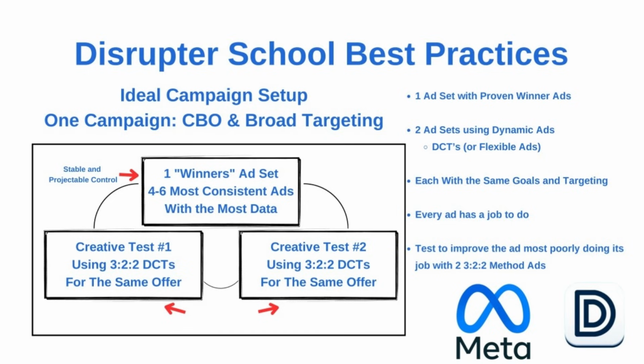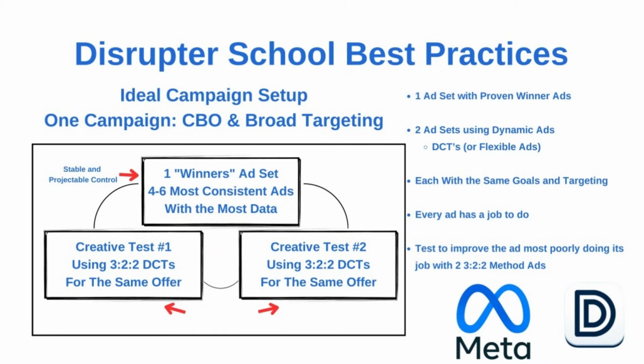If you don't have actionable insight, then you are pretty much just testing on, does this thing get lucky? And that is not sustainable. So you want 1 ad set with proven winners, 2 ad sets using dynamic ads, DCTs, or flexible ads. We want them each to have the same goals and targeting, and every ad has a job to do. We'll come back to this a little bit later on with the 4PI analysis so that you can understand what role that ad is actually playing in your ad account, in your marketing funnel, and in your customer journey.